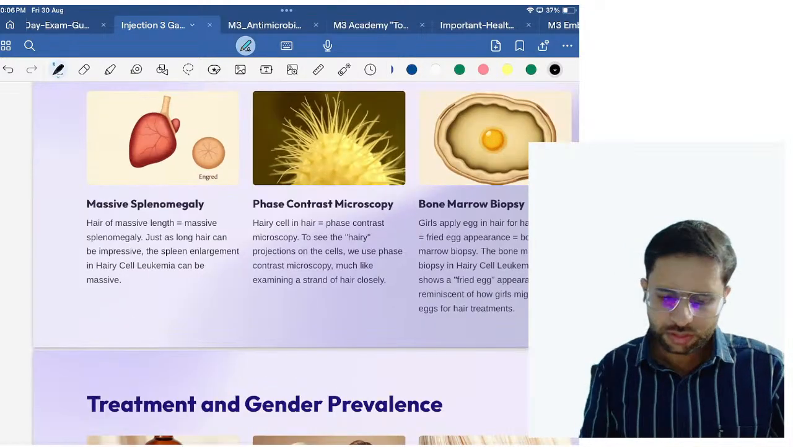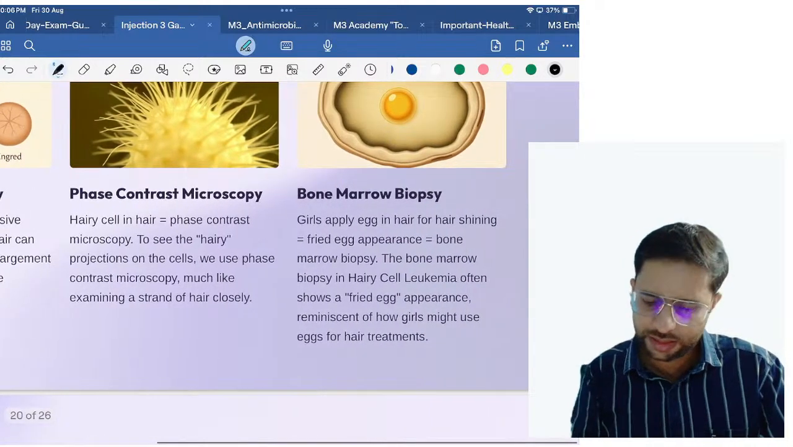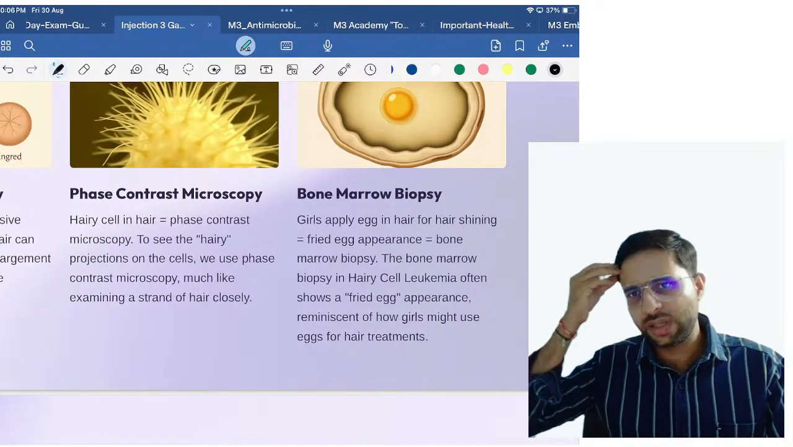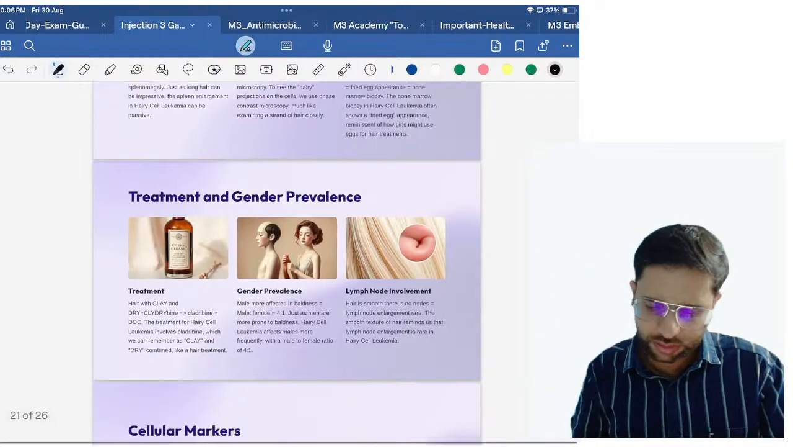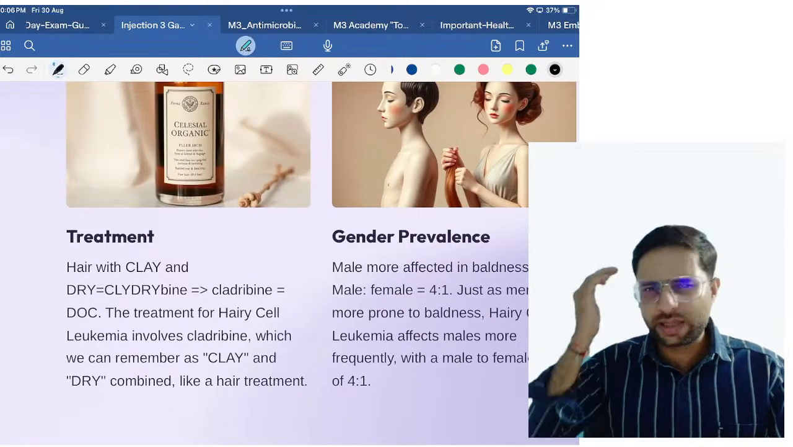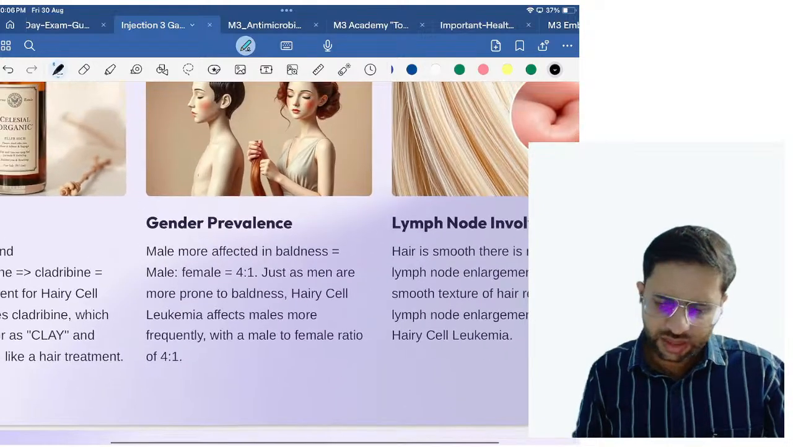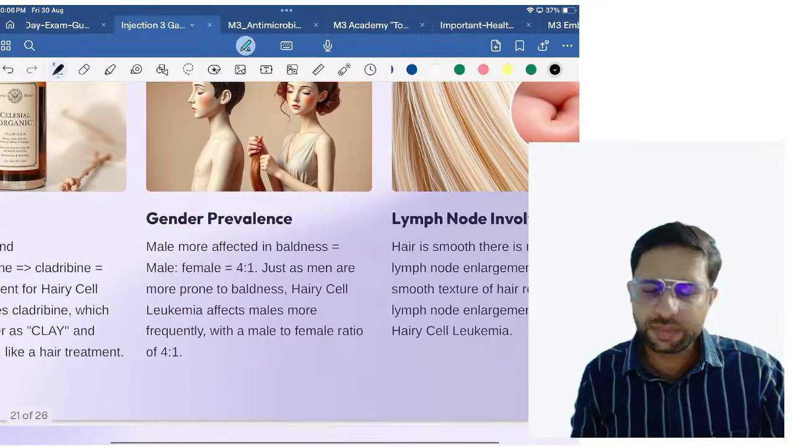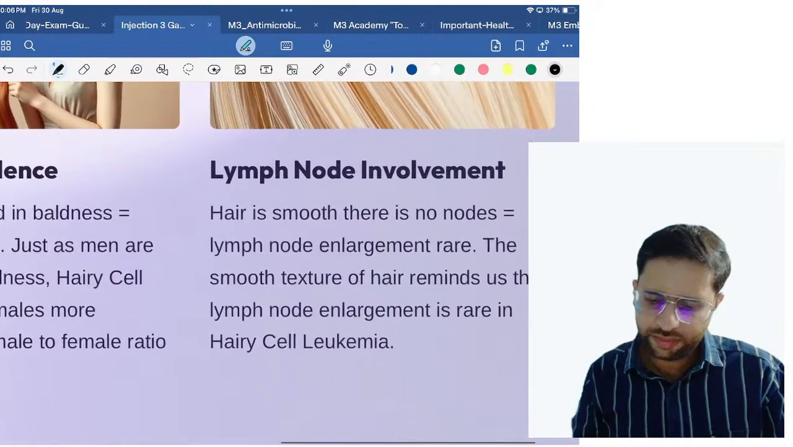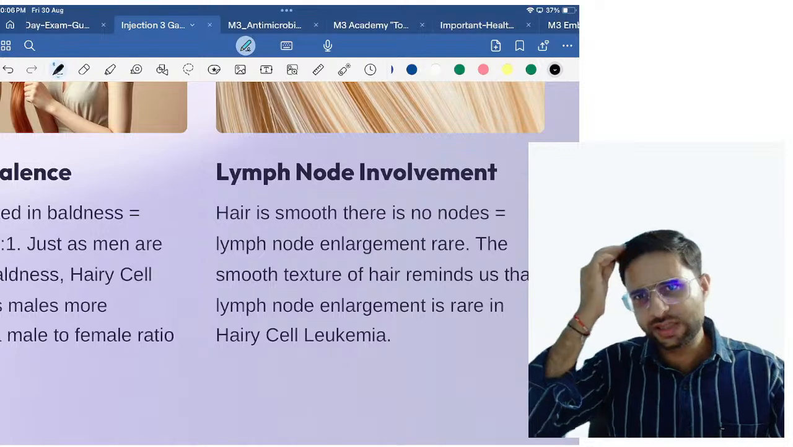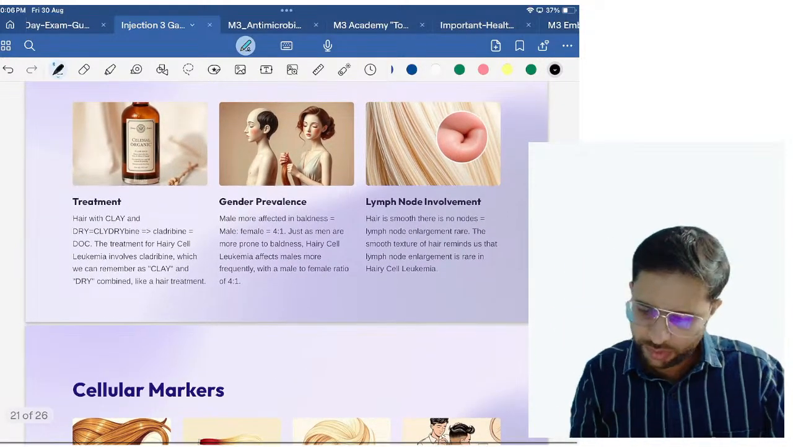Hair can be of massive length, so massive splenomegaly is present, and hairy cells are present. Many girls apply egg on the hair to make it shine, so fried egg appearance is also present. Next is treatment. Many apply clay in hair to make it shine, so clay means cladribine is the treatment. Males are more affected, so hairy cell leukemia is more present in males than females. And lymph node involvement is not there. As the hair is smooth, there is no lymph node involvement, so lymphadenopathy and lymph node metastasis are not present.